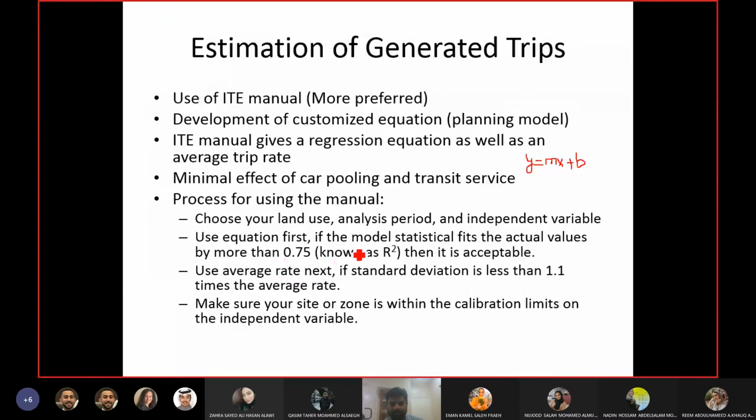With each equation, you will find an R square value. R square is known as the coefficient of determination, and it's a fractional value. Maximum it can go to 1. Now what does it represent? It represents how closely the values from the model represent the actual values. So you have a y from the model and you will have an actual y as well, right? So how much resemblance and similarity is between them, that is R square.